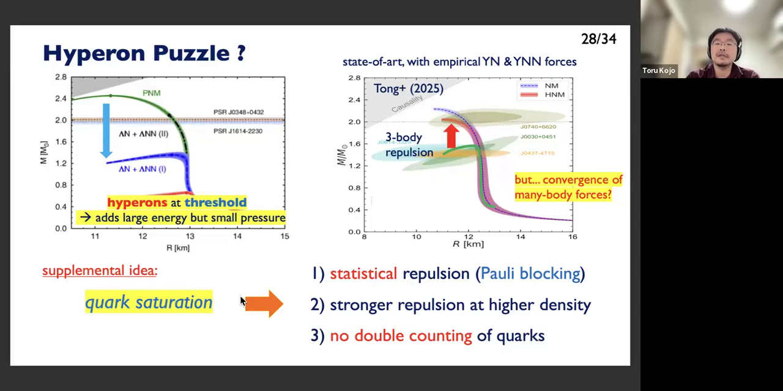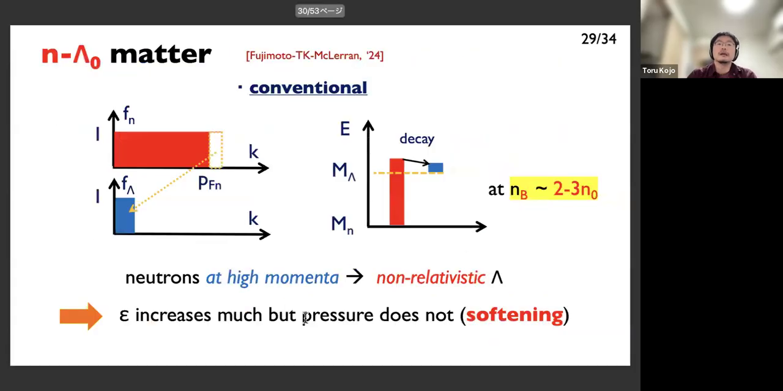And finally, since we are talking about quarks explicitly for each baryon, there is no worry about double counting. So let me briefly demonstrate a calculation considering the simplest kind of matter, n-lambda zero matter, where both baryons are charge neutral. In the conventional picture, as we increase neutron density, the neutron Fermi energy keeps increasing, and at some point it goes beyond the mass of lambda zero.